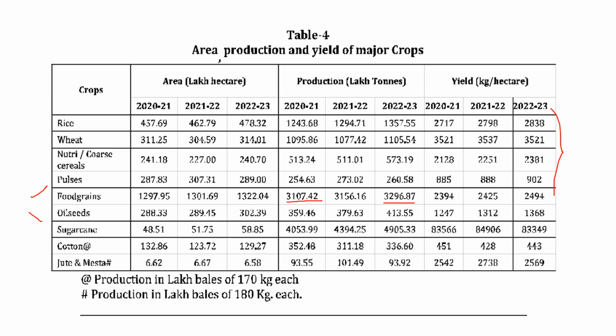Most important is oil seed. Area in 2021 was 288, in 2021-22 289, and in 22-23 it increased up to 302 lakh hectare. And you can also see the production for oil seeds: 359 lakh ton, 379 lakh ton, and now 413 lakh ton. Also, yield is continuously increasing.